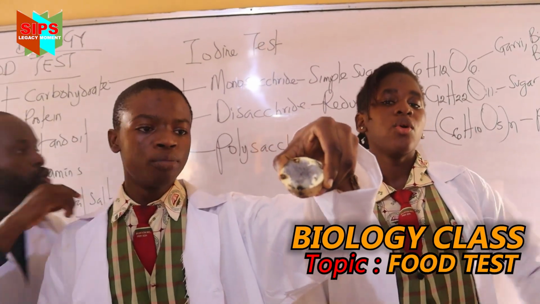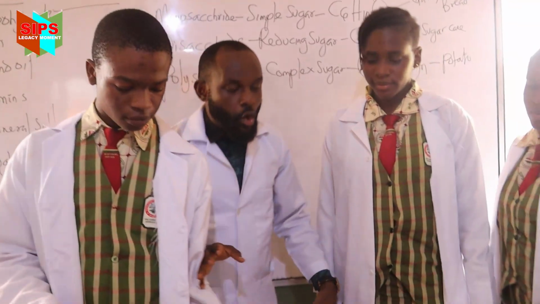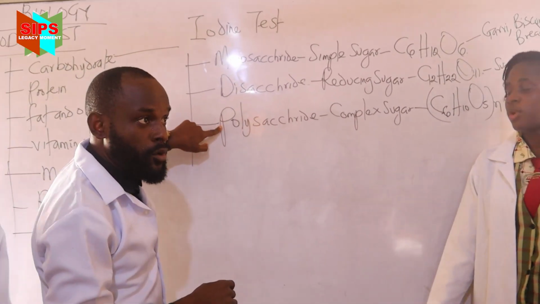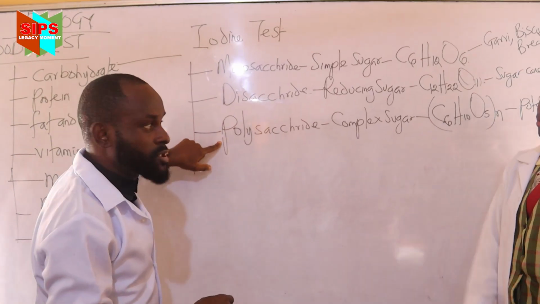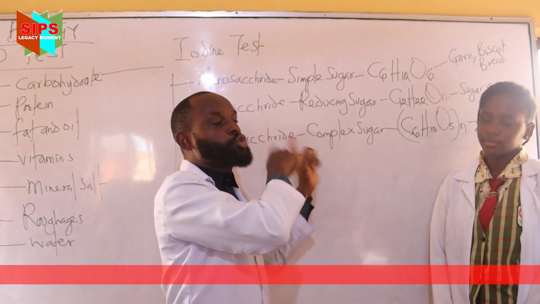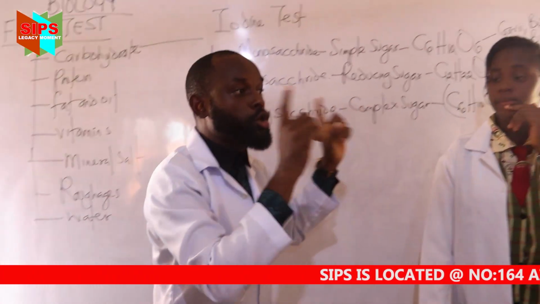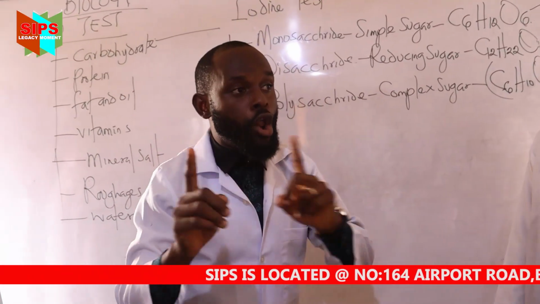What are you seeing? So it means that the iodine test will be used to test only for monosaccharide and what? Meaning that for your reducing sugar, because the iodine molecules were not trapped in the helical chain, that's why there was no color change.